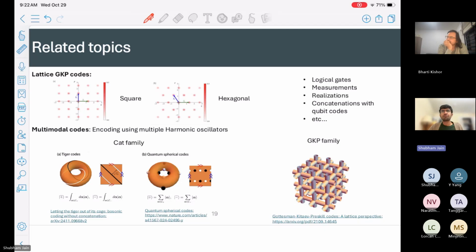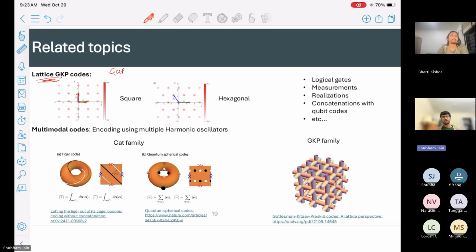I can just mention a few of the more interesting directions if people want to study further, one of which is these lattice GKP codes. I mentioned earlier also that these GKP codes can be implemented in multiple modes and in different configurations. The examples we saw were just the square GKP code, where these separations were in the square lattice of phase states.